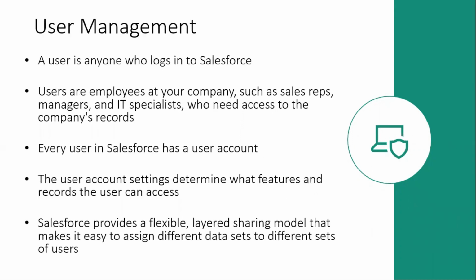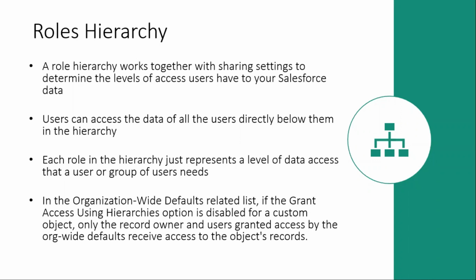So what we can do, we can see the next option as well. So sorry, before moving to the next option, each role in the hierarchy just represents a level of data access that the user or a group of users needs, right? In organization-wide defaults, if the grant access using hierarchy option is disabled for the custom object, then only the record owner and the users granted access by the org-wide defaults receive the access for that object. Okay. Then we'll see the next topic. Then we'll move to a demo of how we can create the role hierarchy.